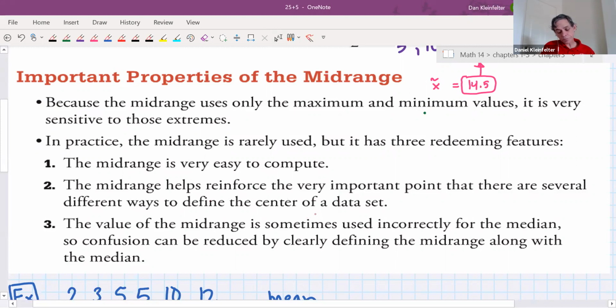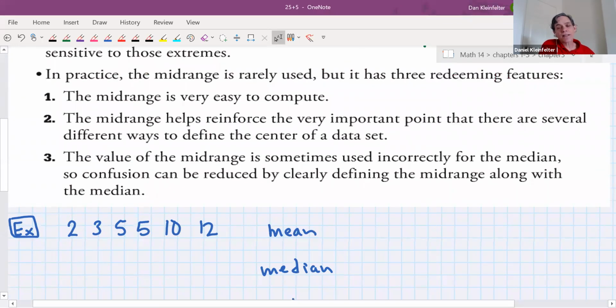It does help reinforce the point that there are several ways of calculating the center of a data set. It's often used incorrectly for the median. People frequently confuse the median with the mid-range, so you want to be careful not to do that. The mid-range is the mean of the biggest and smallest values. The median is the physical middle of the data set, okay? And it does involve calculating a mean when there are an even number of values, but that mean is the mean of the 2 middle values in the data set. Mid-range is the mean of the biggest and smallest.